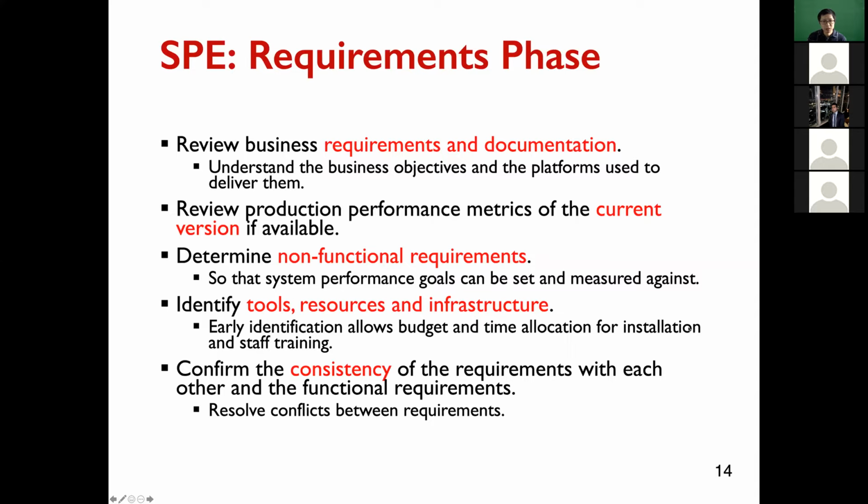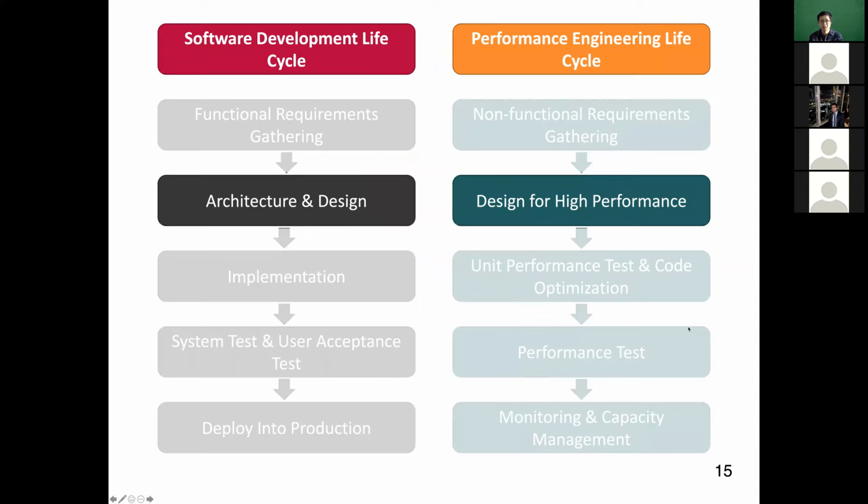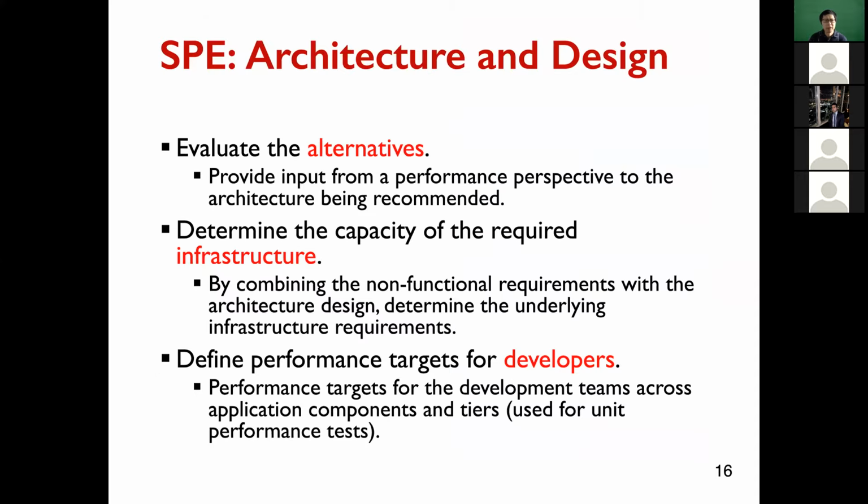Okay. The second step is architectural design. In that step, we need to consider performance and design for high performance. So what do we do? First, we evaluate the alternative designs or alternative architectures and pick the one that is good for performance. And we also need to determine the capacity of the required infrastructure. For example, after design and architecture, we have an understanding of how many nodes, how many CPUs, how many computing nodes, how much memory we need to have. So we need to determine the capacity, and then we need to determine how many users we can handle.